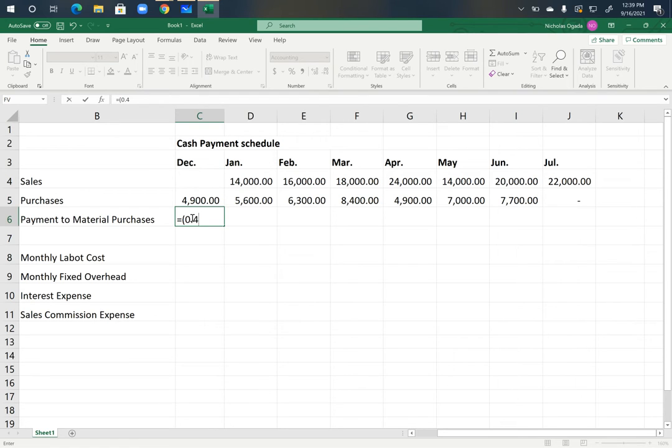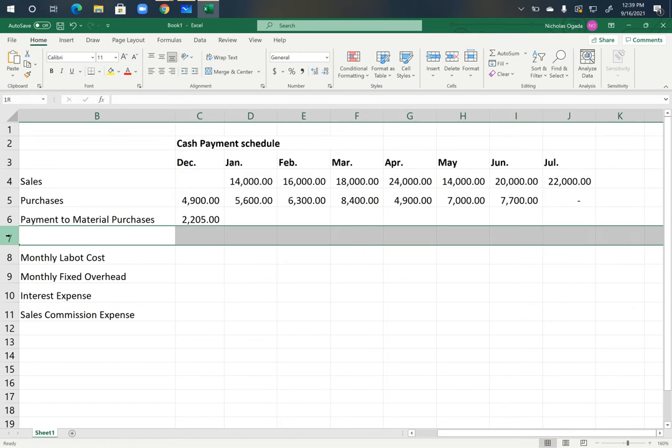So 45% is paid in the same month, and the remaining 55% is paid in the following month. So the remaining 55% will be paid here. Are we together? And of course, for January purchases, 45% will be paid in the same month, and the remaining 55% will go to the following month. So I'm just going to leave this to be the payments for the next month.